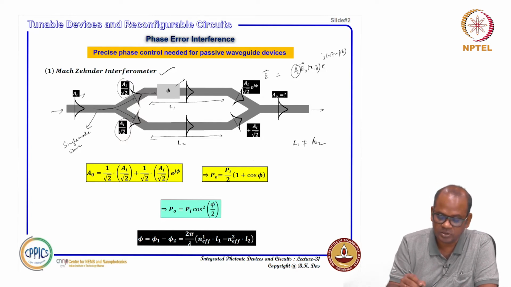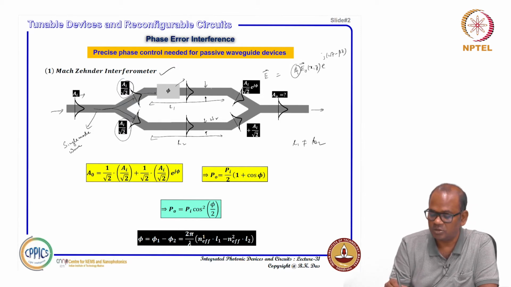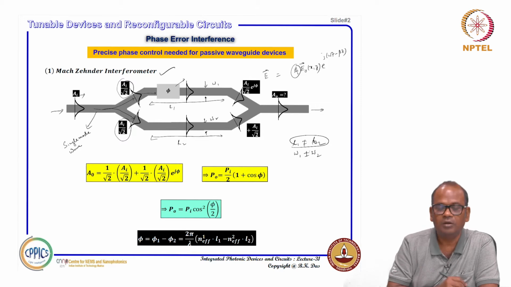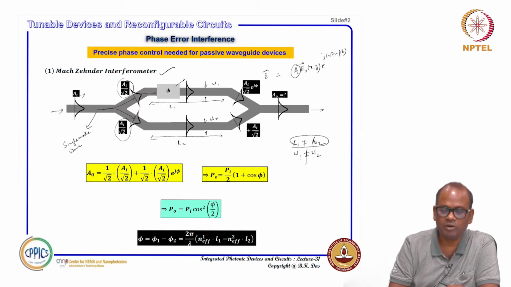You can even consider that this waveguide width, for example here it is W2 and this is W1, and suppose W1 is not equal to W2. You can consider that L1 equal to L2 but W1 not equal to W2, then also, depending on the waveguide dimensions, etc., this phase comes. And for the different regions, I will discuss what they could be.